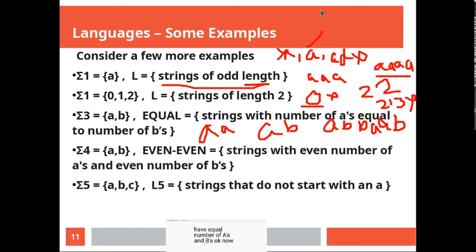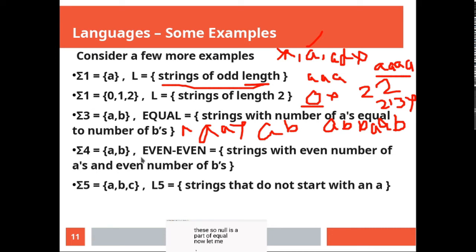Okay, now let me ask you, is this the null string a part of this language? Can you think? If your answer is no, please rethink. The answer should be yes. Why? Because we are saying a string with number of A's equal to number of B's. Null is a string of length 0. That means there are no A's and no B's, that is 0 A's and 0 B's. So null is a part of equal.